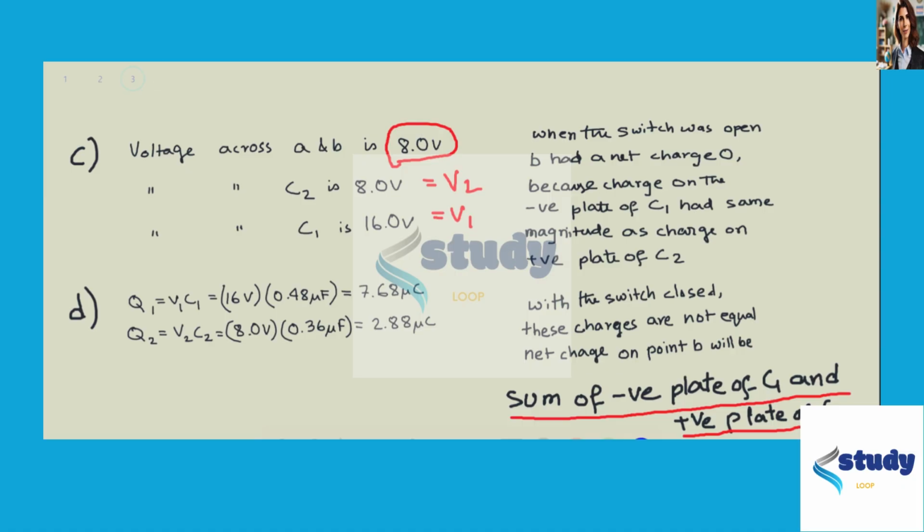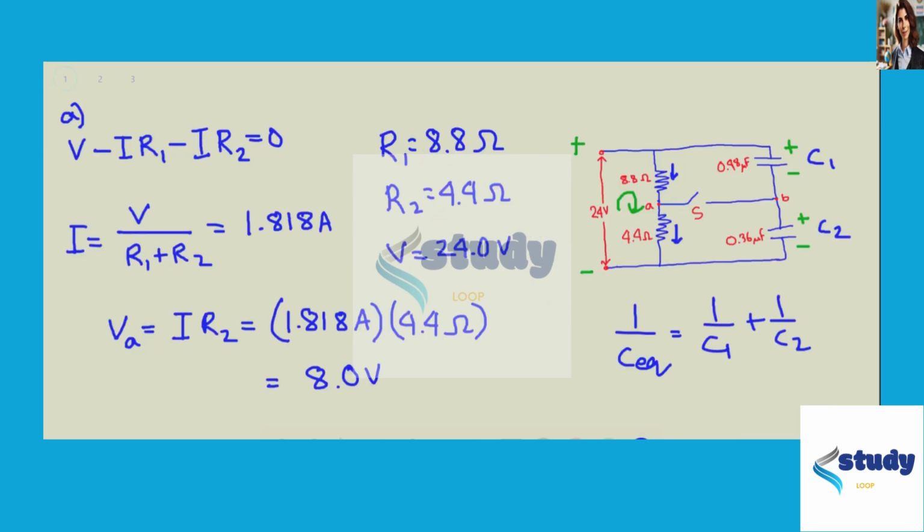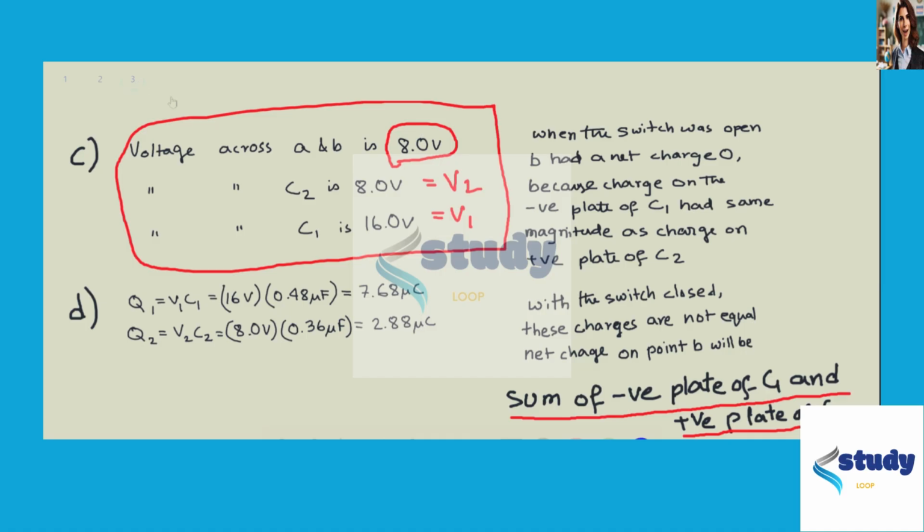Now when the switch was open, B had a net charge of 0, because the current was flowing directly from here and here, and they had equal charge. So the negative and positive canceled each other, so we had a net charge of 0 at point B. And that's what we wrote here. So the negative plate of C1 had the same magnitude as the charge on the positive plate of C2.